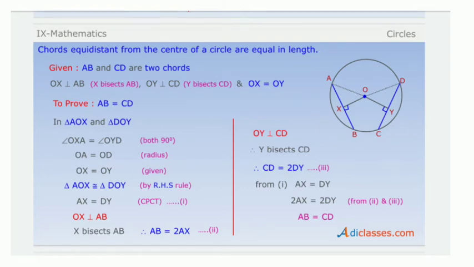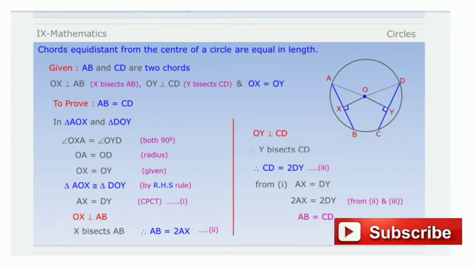The next one, the converse of the previous theorem: chords equidistant from the center of a circle are equal in length. In this theorem, AB and CD are two chords and OX perpendicular to AB, X bisects AB, that means AX equal to XB. Then OY perpendicular to CD, Y bisects CD, that is CY equal to YD, and also the distances from the center to the chords, OX and OY, are equal.